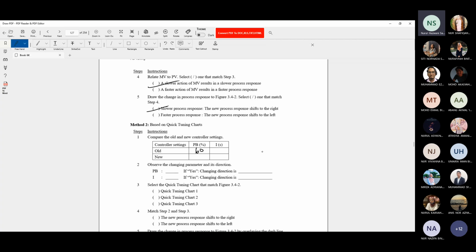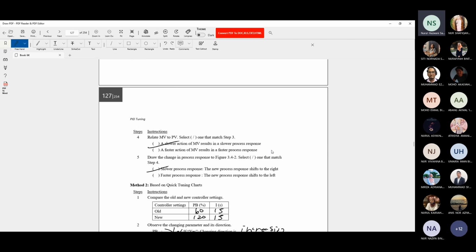So kita try to use method number 2 which is based on a quick tuning chart. So the old controller setting is 60 and 15. The new one is 120. I is remain 15. So the change is only on PB. So the change is same as above, increasing.